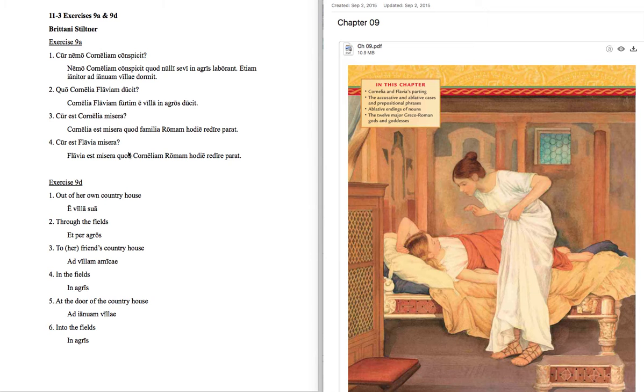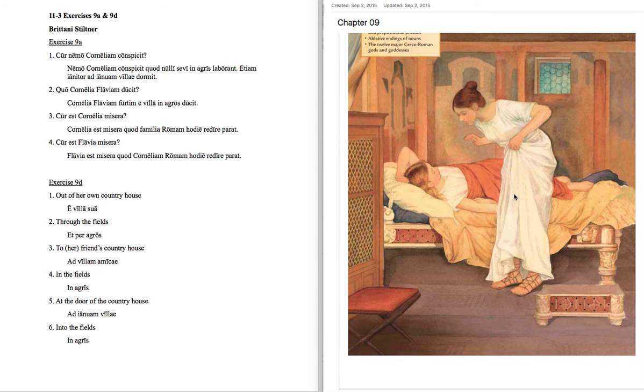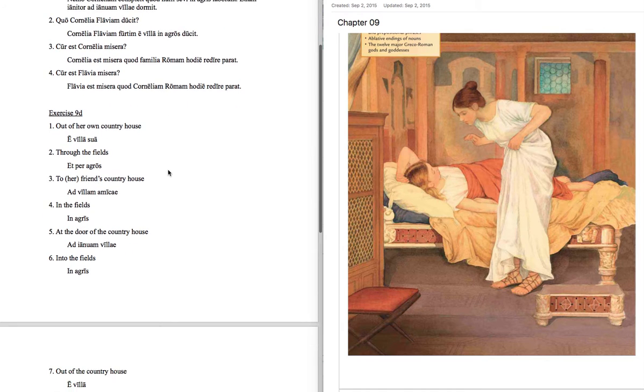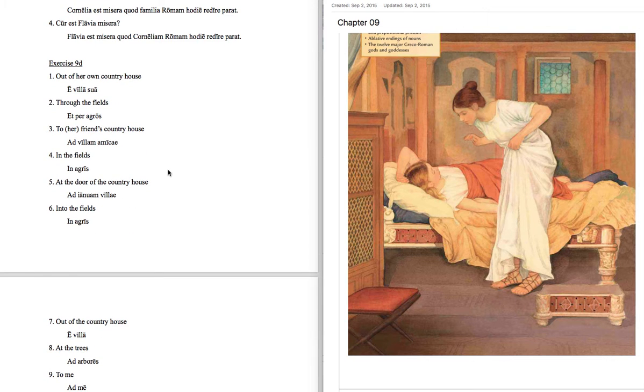And then four, why is Flavia miserable, right? Why is Flavia upset? Because Cornelia, now here's the one mistake I've just noticed. Flavia is unhappy because Cornelia is preparing to return to Rome today. Now, Cornelia is actually a subject of that verb. Cornelia is getting ready to return. So Corneliam should be Cornelia. But since she's done such a bang up job on the rest of it, I think I would just leave that one alone there. It's just a minor oversight and otherwise a really good exercise there.